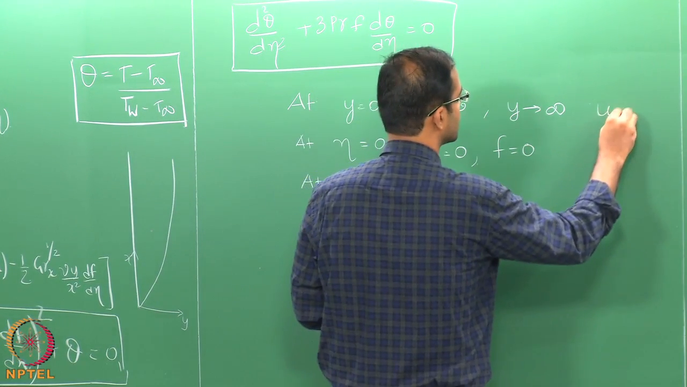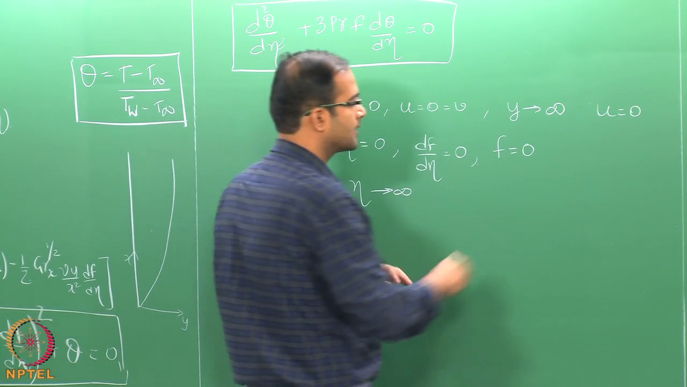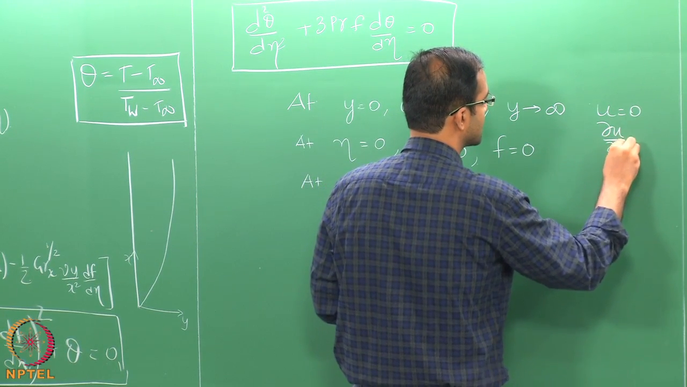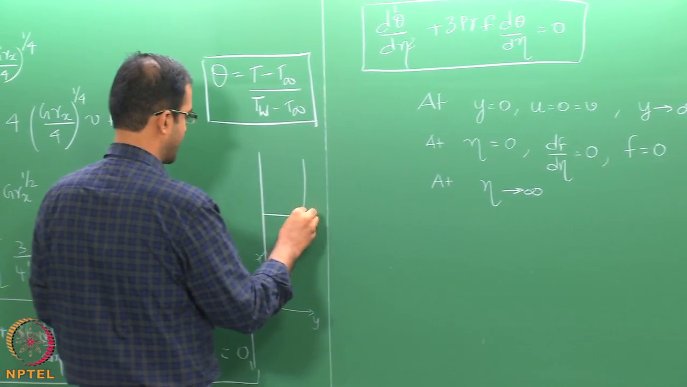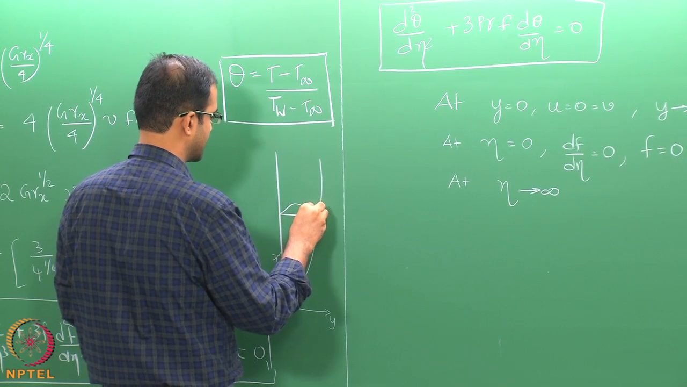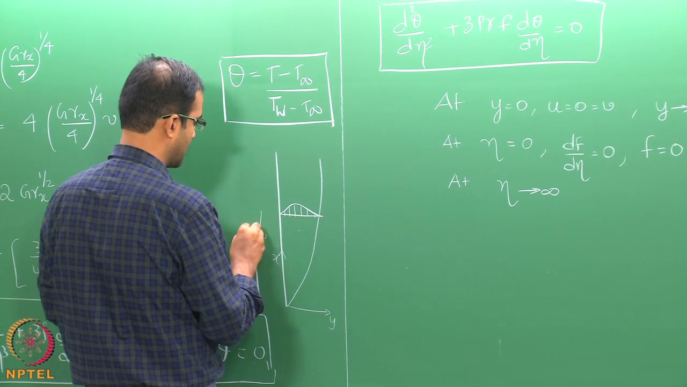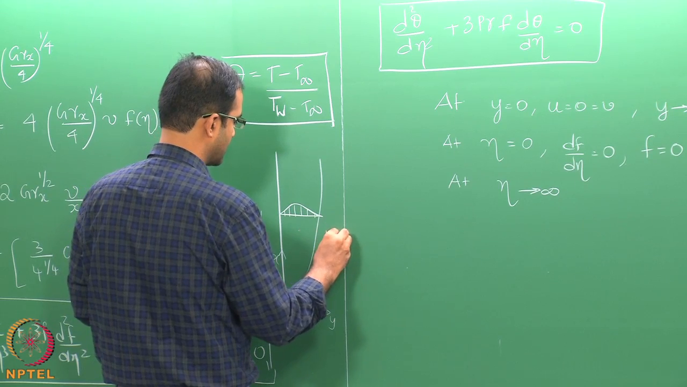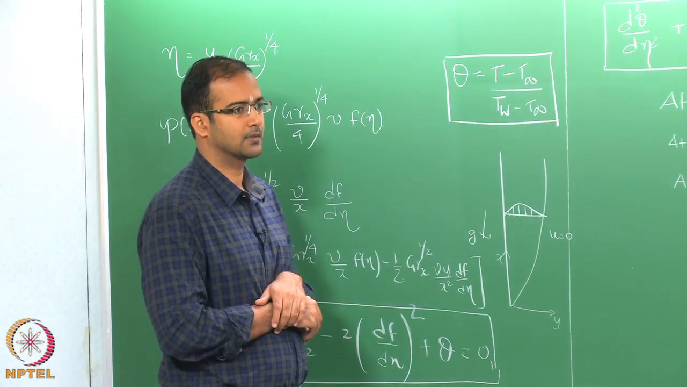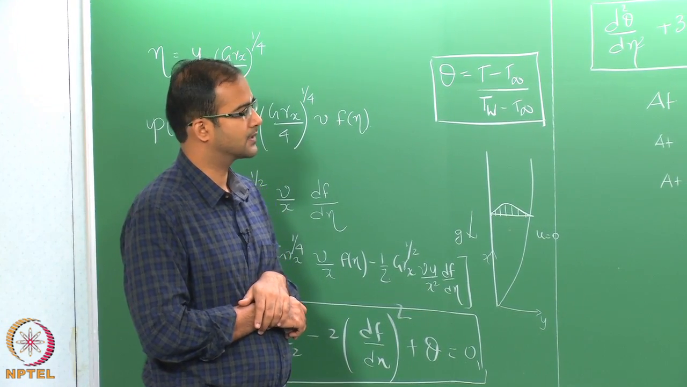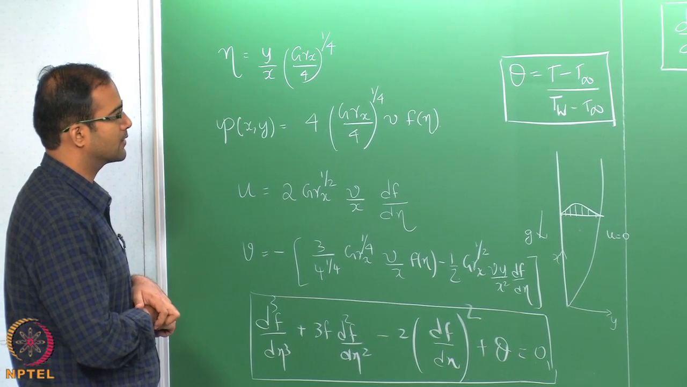U equal to 0. So can we also say du by dy equal to 0? If you draw the velocity profile here, for the pure natural convection case, with gravity acting downward, this is 0 outside and also at the plate. So we can say both u equal to 0 and also the derivative of this equal to 0. So if you put the condition u equal to 0, what happens?